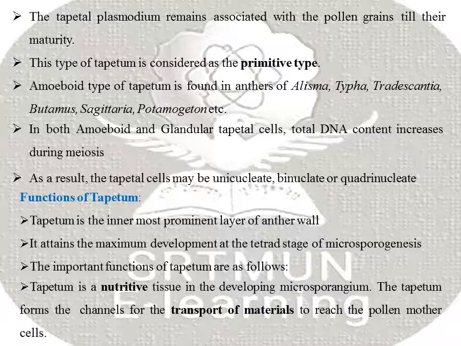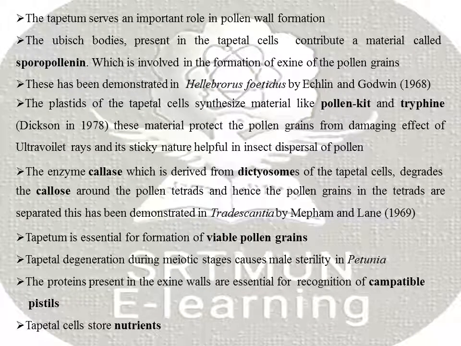Tapetum is the innermost prominent layer of the anther wall. It attains maximum development at the tetrad stage of microsporogenesis. The important functions of tapetum are as follows. Tapetum is nutritive tissue in the developing microsporangium. The tapetum forms channels for the transport of materials to reach the pollen mother cells. Next, the tapetum serves an important role in pollen wall formation.